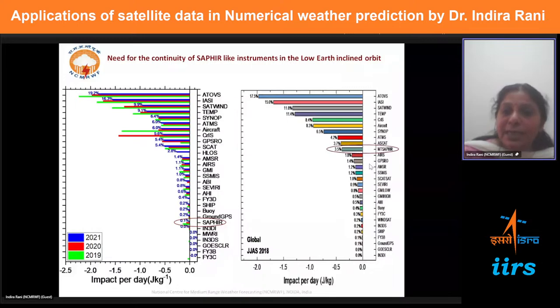But Saphir was a single instrument from a single platform, and it helped to reduce the error by 3.5% in the forecast field. So Saphir is a very good instrument, and the entire NWP community is recommending a repeat of the Megha-Tropiques mission.